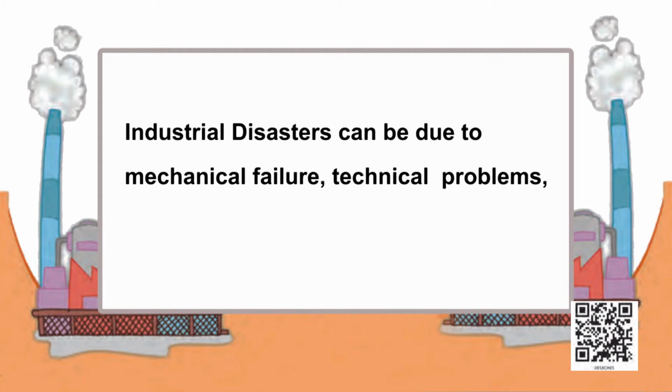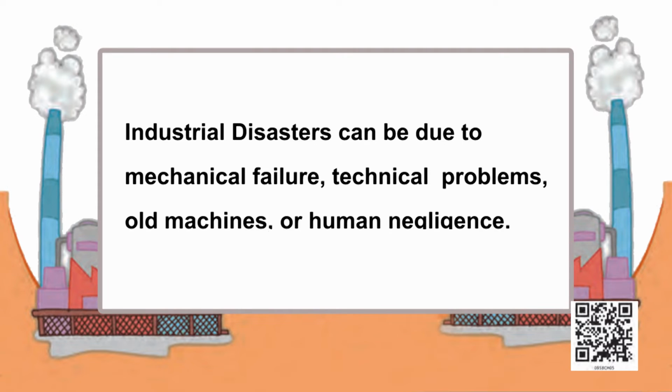Think about it. Dear students, have you heard of an industry catching fire, leaking chemicals, releasing gases in the atmosphere, or in the worst case, leading to a blast? We hear of such unfortunate incidents often in news, leading to destruction of the environment, harming people and society. These unfortunate incidents are called industrial disasters and are man-made disasters. Why do you think industrial disasters occur in the first place? Industrial disasters can be due to mechanical failure, technical problems, old machinery or even human negligence.